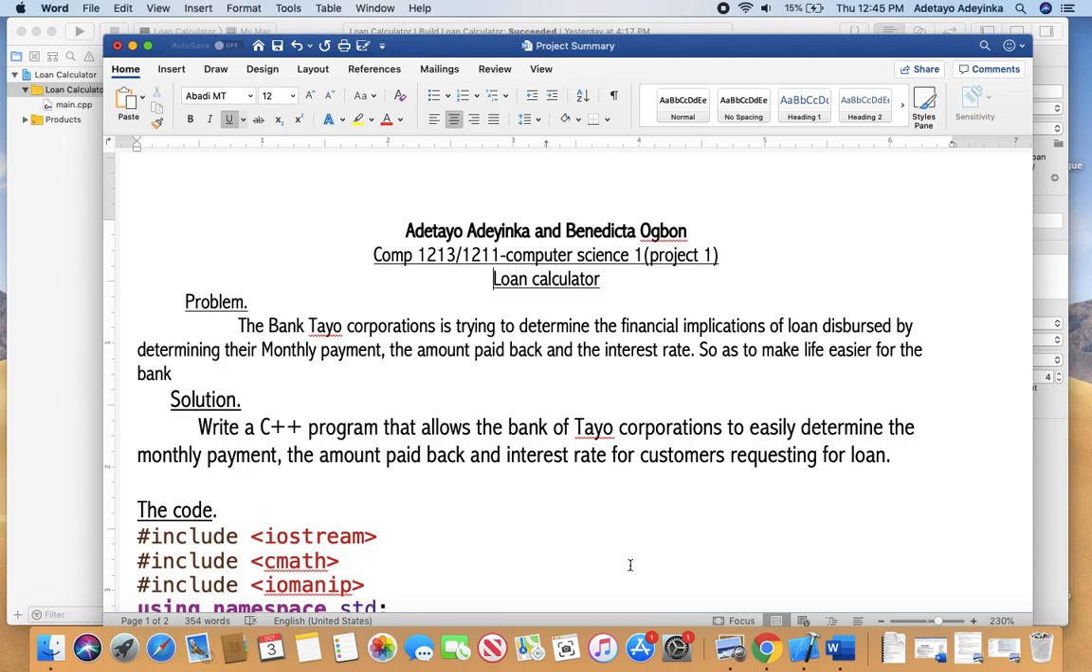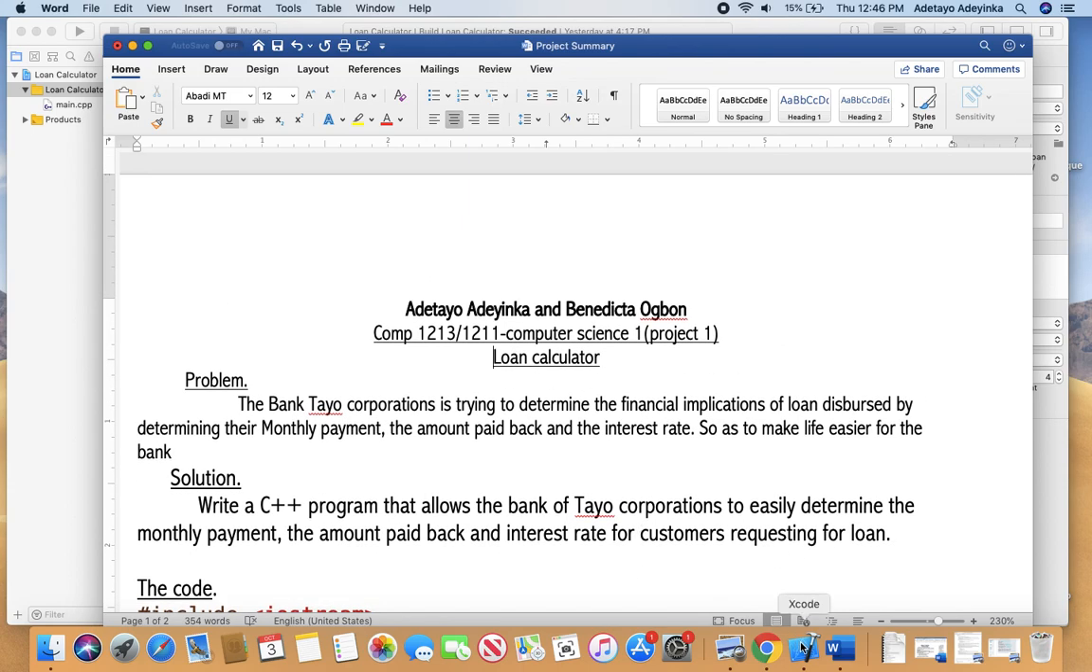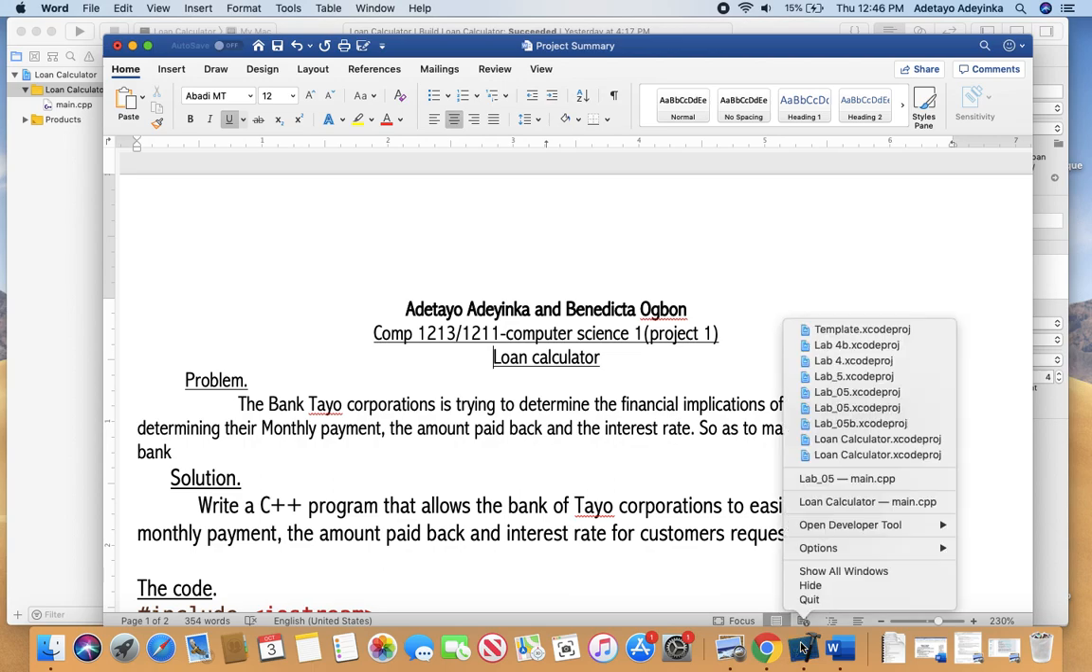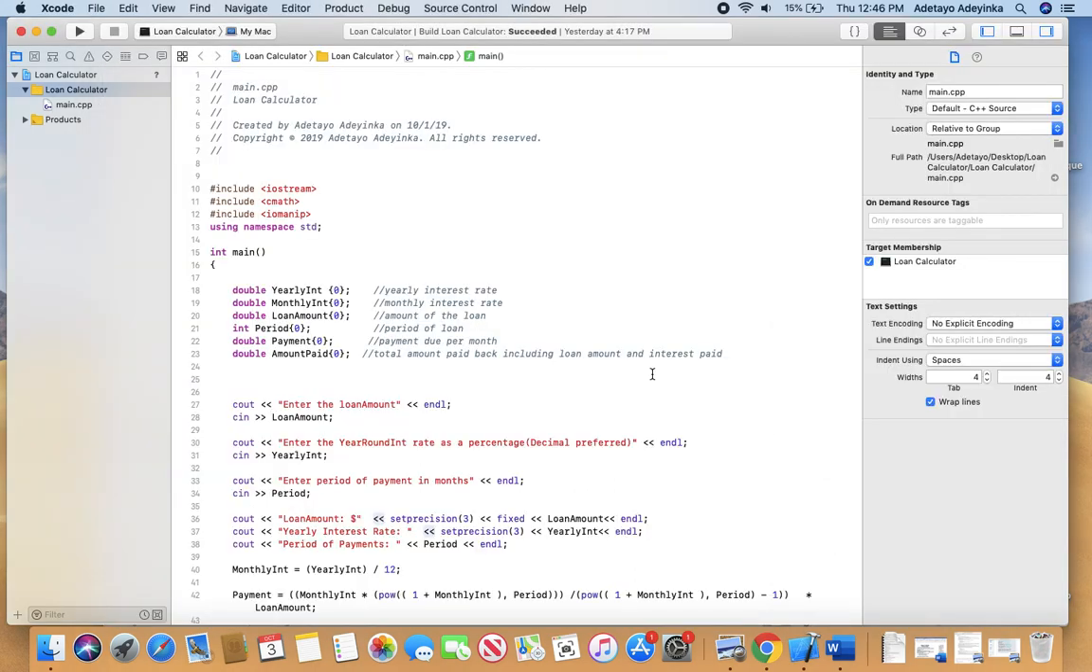So we came up with a solution basically because we wrote a C++ program that allows the bank to easily determine the monthly payment, the amount to be paid back, and the interest rate for customers requesting a loan. So let's go to the program. The environment ID that we used was Xcode. We didn't use Visual Studio, just wanted to put that out there.